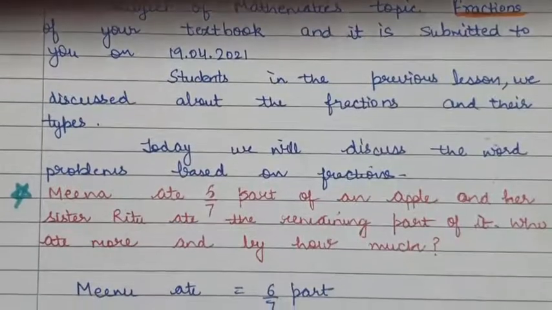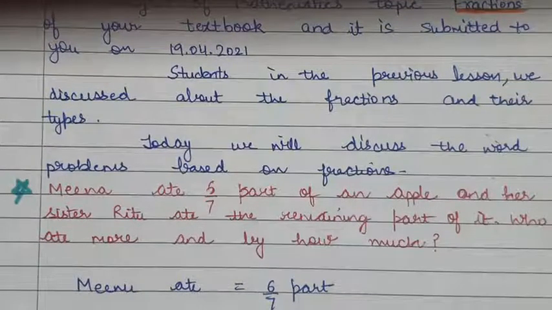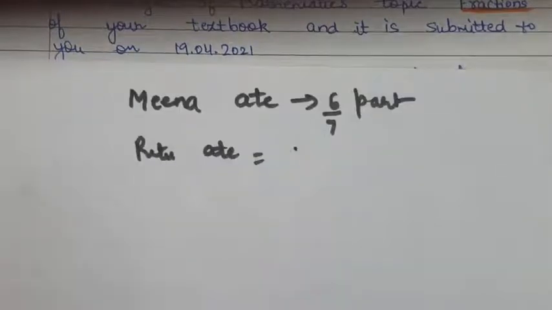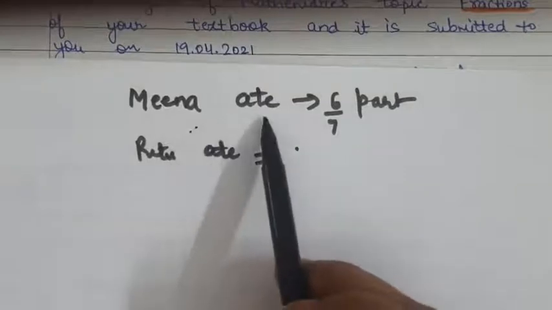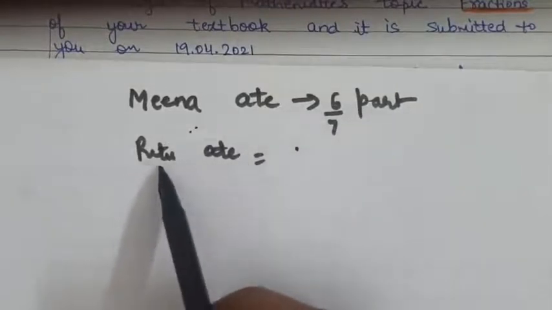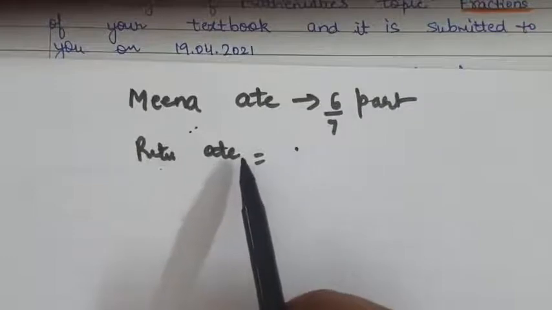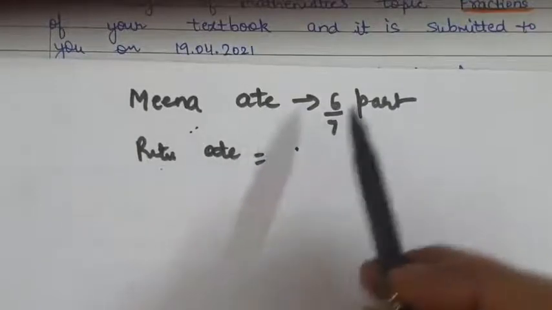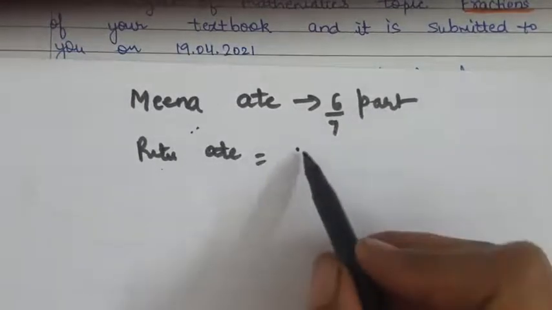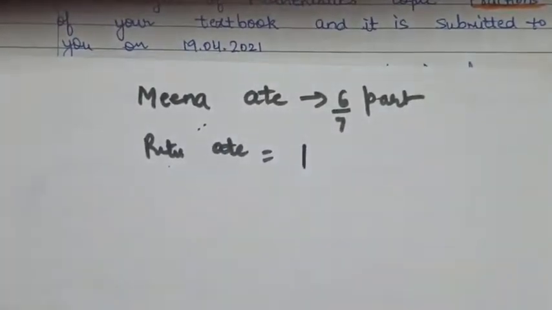The first question is: Meena ate 6/7 part of an apple and her sister Ritu ate the remaining part of it. We have to tell who ate more and by how much. It is given that Meena ate 6/7 part and Ritu ate the remaining part. Whenever you have to find the remaining in case of fractions, you always subtract it from 1.